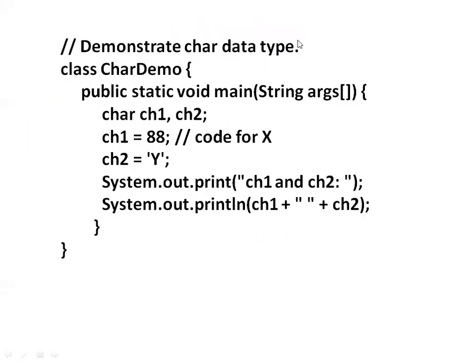A simple example program you can see here, CharacterDemo. I have declared a class called CharacterDemo, and inside that I am writing a main method. Then I have declared two variables, ch1 and ch2, whose data type is char. This is how you can declare the character data type. Now ch1 is equal to 88 I am storing. I said ch1 is character type, but I am assigning a number here, 88. So what happens internally? The equivalent character representing this 88 will be stored into ch1.